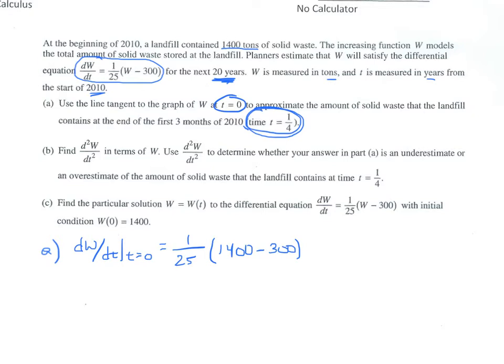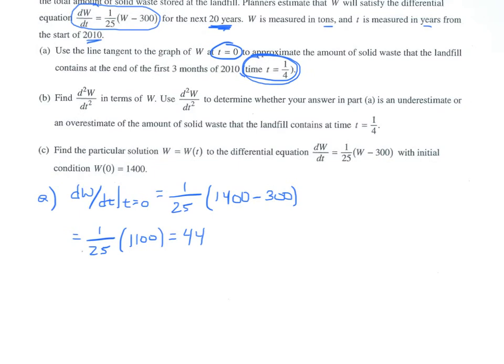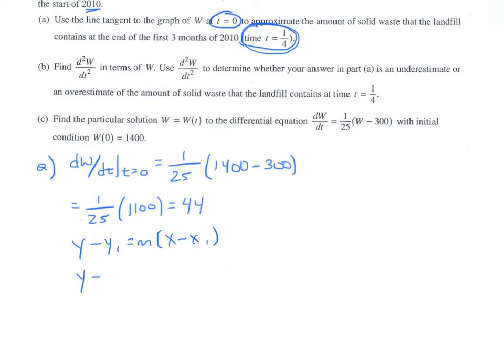So we end up with 1/25 times 1,100, which is 44. So that's the slope of our tangent line. So we're looking at y minus y1 equals the slope times x minus x1. Y minus, our y value is 1,400. Our slope is 44. Instead of x's, we're using t because t is time, so it's t minus 0. And if we solve for y, we get that y is 44t plus 1,400.